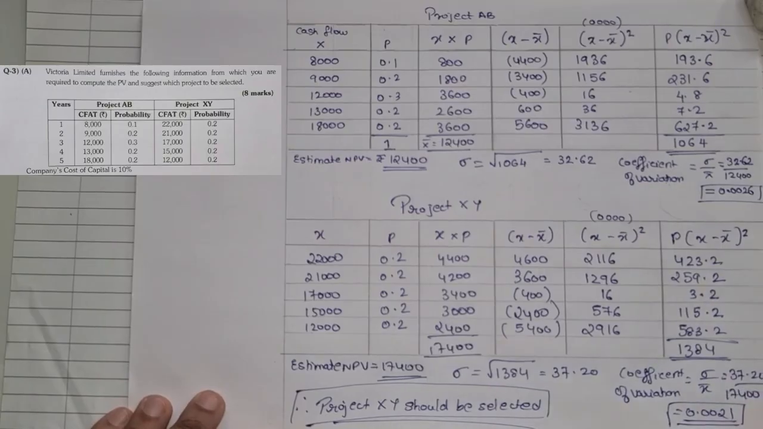Now we'll jump to the next question, question number 3B. Question number 3B reads out as: HD Limited furnishes the following information. Investment limit is rupees 70 lakhs, meaning that is the limit which you cannot cross. Projects P, Q, R, S are given, outlays are given, NPV is also directly given. Projects Q and R are mutually exclusive, they cannot come together. None of the projects can be delayed or undertaken more than once, so no repetition is allowed. Suggest the most feasible combination.